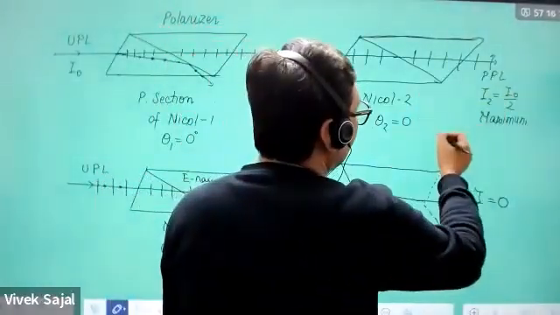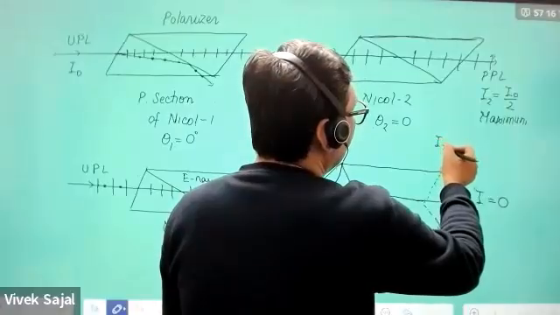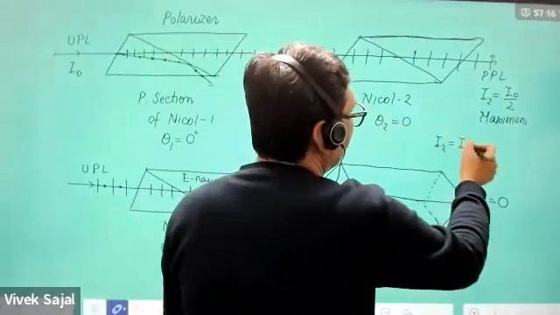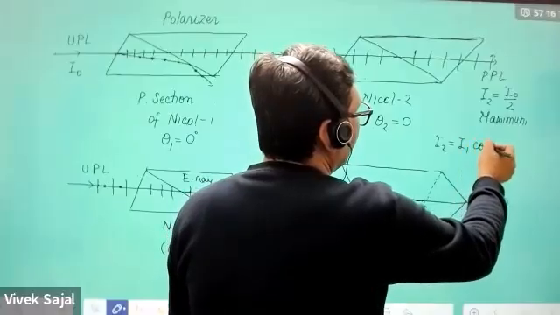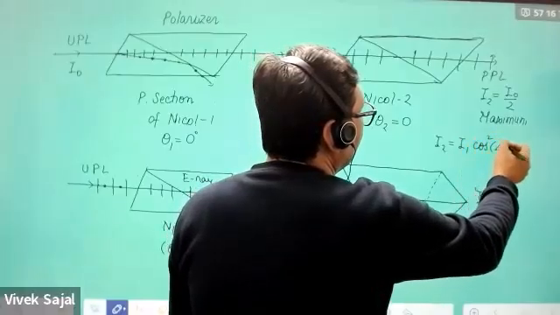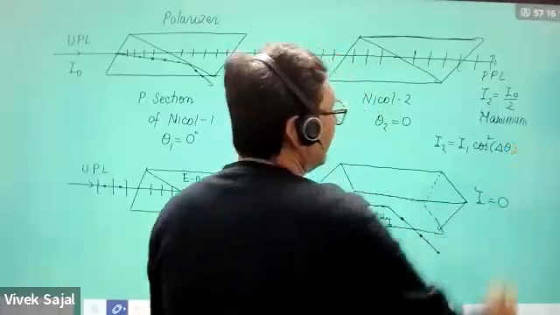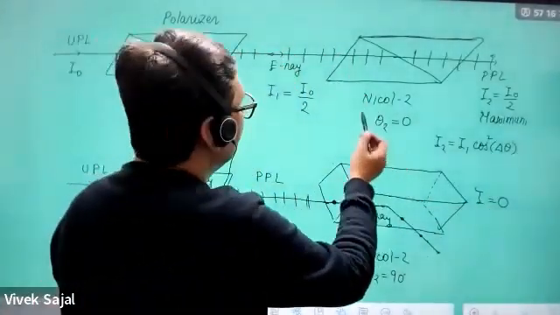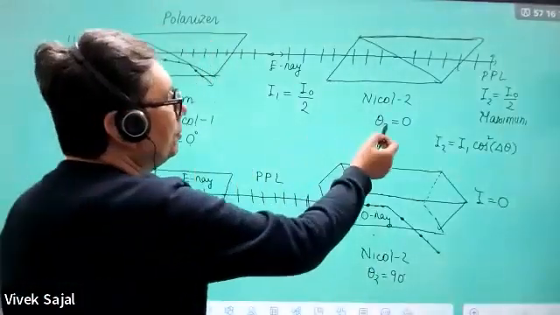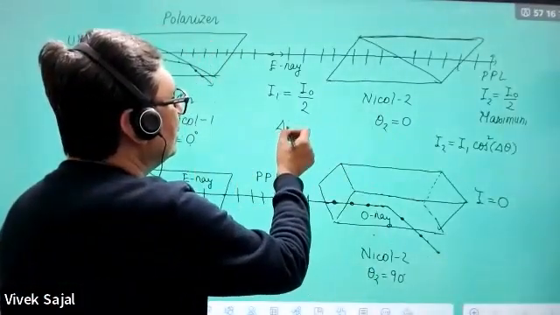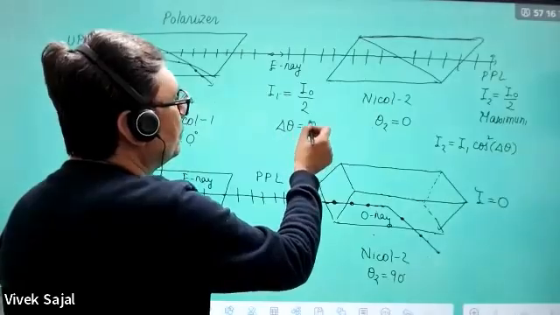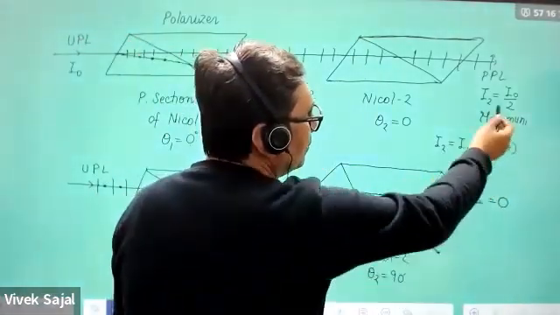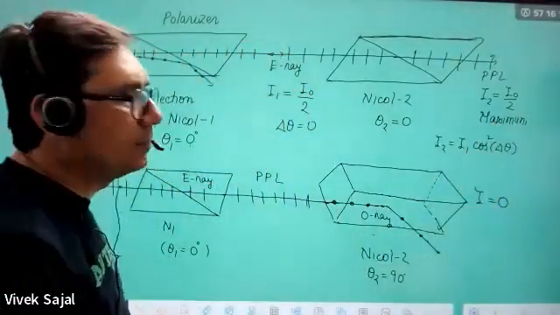Try to understand, I2 will be I1 cos square delta theta. In place of theta, I'm writing delta theta. So what is delta theta here? This is 0, this is 0. So in this case, delta theta is 0. So cos square 0 will be 1. So I2 will be I1. Oh, okay, sir. Thank you, sir.